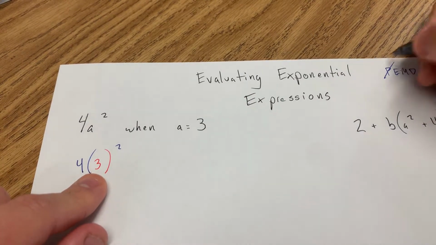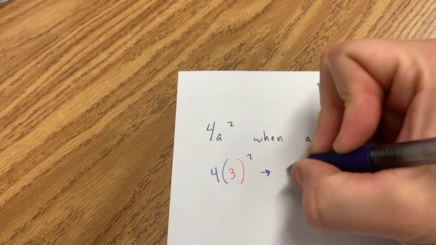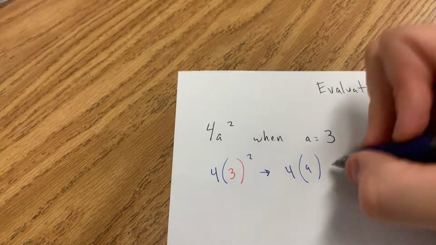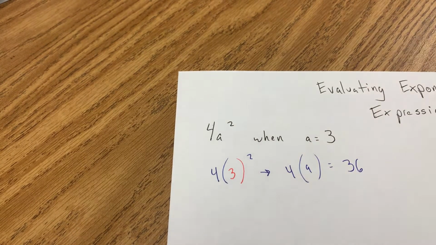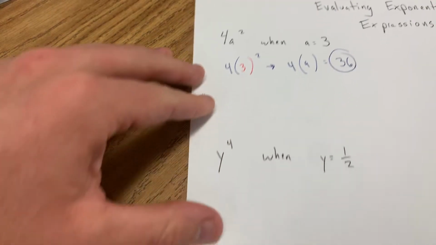Exponents. Oh, here we are. We've run into an exponent. So we need to do 3 squared, which is 3 times 3. Well, that's going to be 9. So now we're left with 4 times 9, which is equal to 36. That's our answer. Let's move down here.